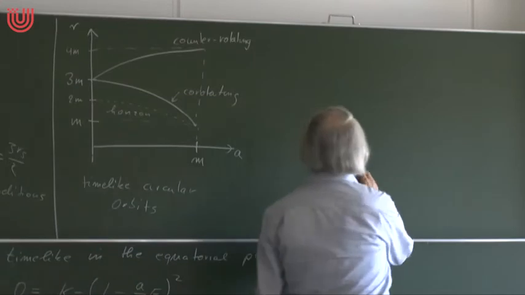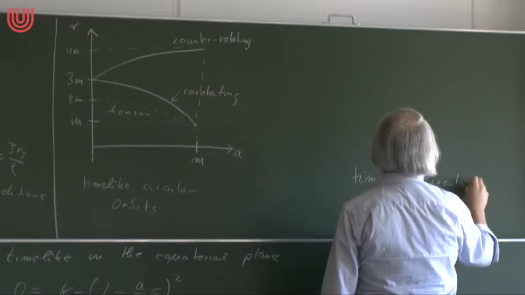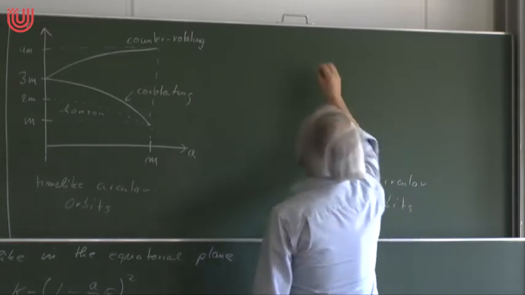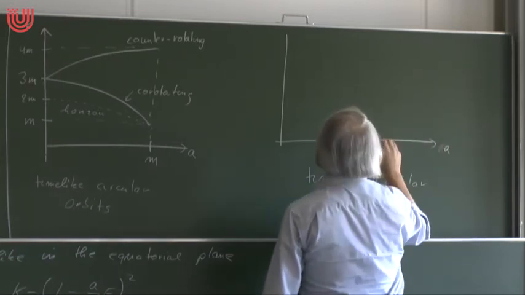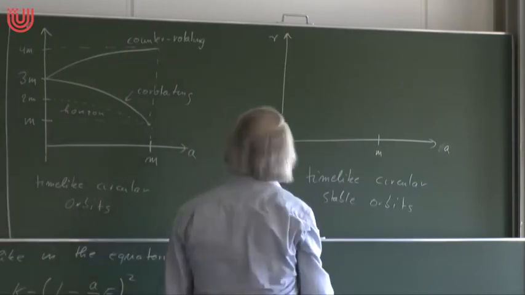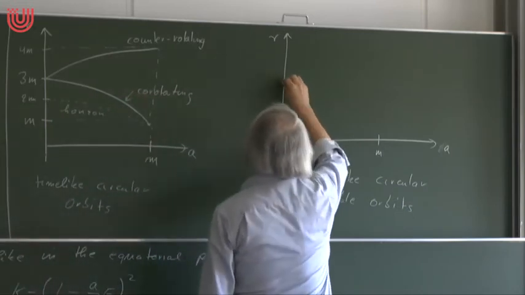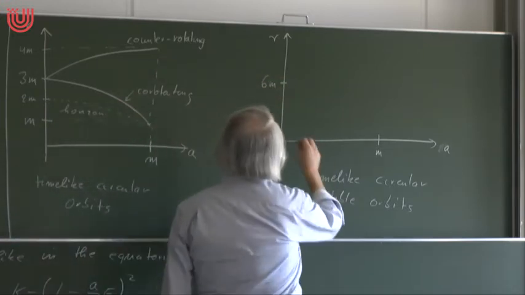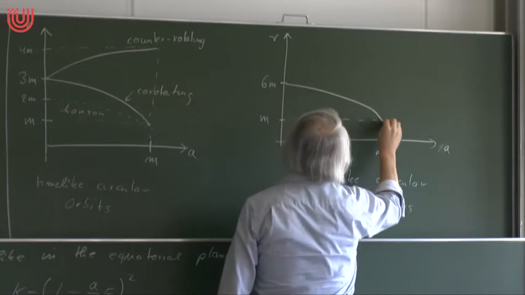time-like circular orbits. And here I want to discuss time-like circular stable orbits. We go up to the extreme case. Here's the R coordinate. So in the Schwarzschild case, we began at 6m, right? There was the ISCO at 6m. And again, if you do the calculation, this goes down to m.